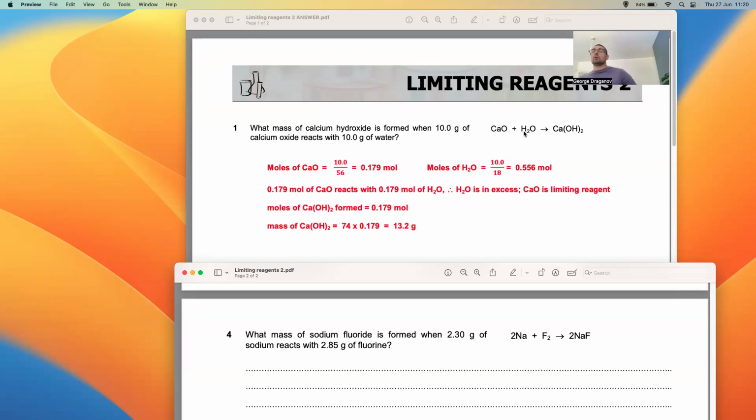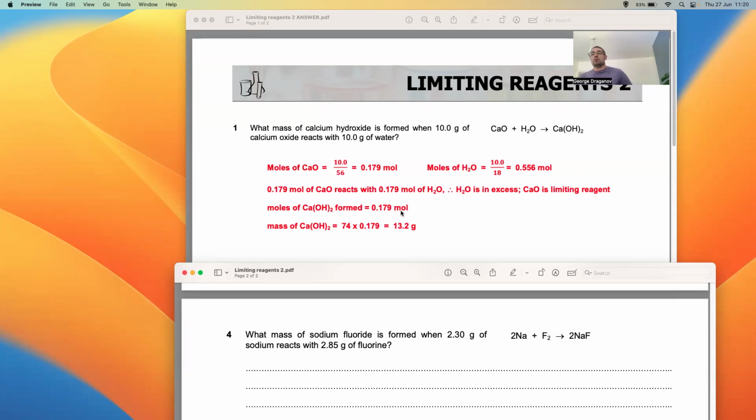Now, because the ratio is 1 to 1, you simply pick the smaller number. So that means this must be the limiting reactant. The calcium oxide is limiting. So then, if you have 0.179 moles of this, you will have 0.179 moles of this because they're in a 1 to 1 proportion.